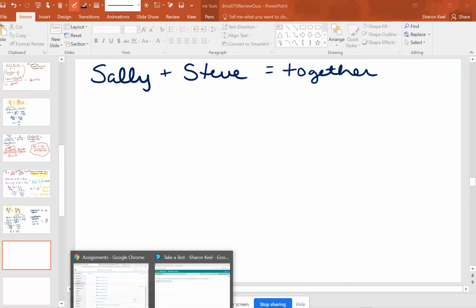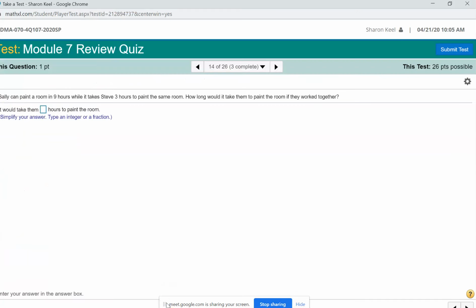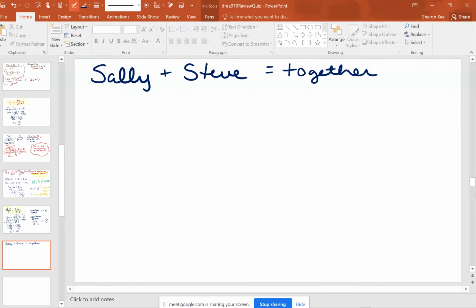So let's look back at the amount of time again. Sally, 9 hours, Steve, 3 hours. So Sally can paint one room in 9 hours. Steve can paint one room in 3 hours. If we add those together, they can paint one room in x amount of time.